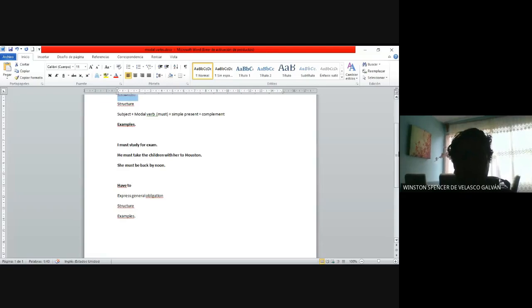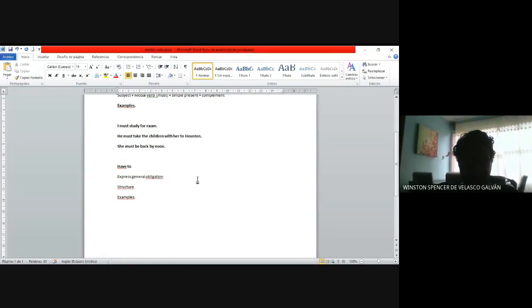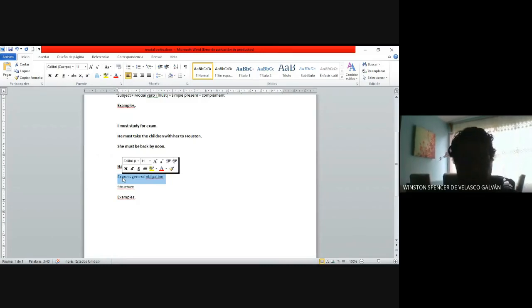But we had something like this, have to. On the second section of SMART, in exercise 4.1, it says that you need to have a structure about obligation. And also, you can use have to. If you translate have to into Spanish, it is tener que, right? Also, we can use it sometimes in another way to express an obligation, right? It's another way to say it. It's common to use it, but it's not like a modal verb, right? Express general obligation. The structure is the same.